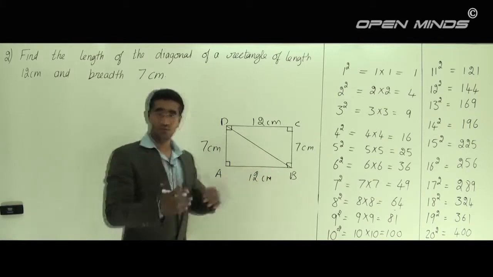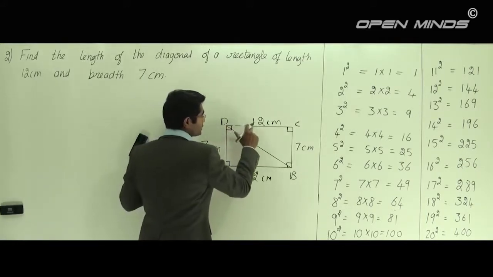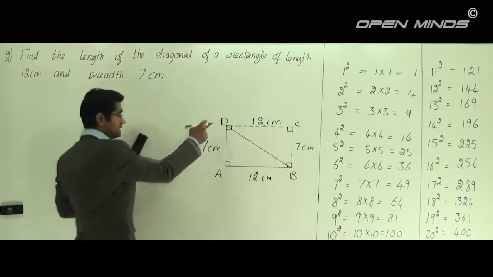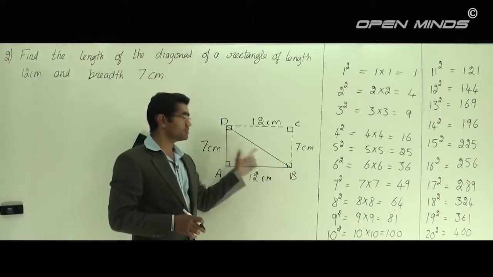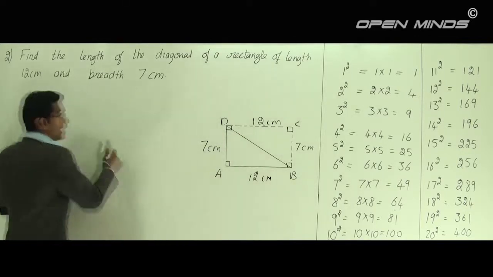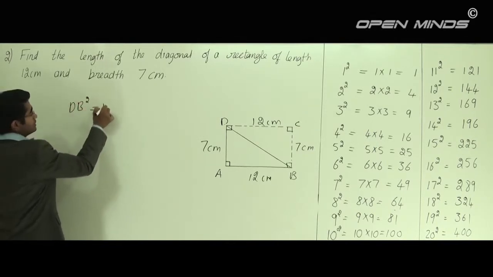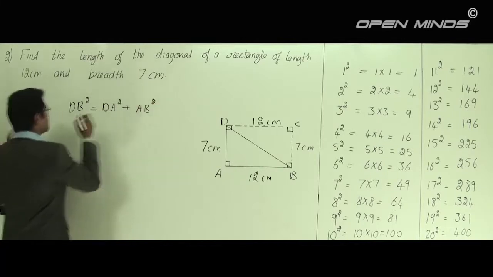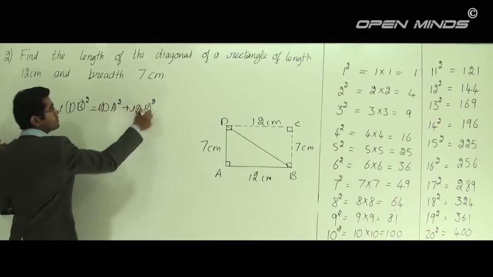So how would I get the length of BD? Let me shade the rest of the diagram. I don't want this; I'm just looking at this triangle, DAB. In it, I know that this is 7, that is 12, and that is BD, the diagonal. I'm looking for the length of this. Use the Pythagoras theorem. I know that DB squared will be equal to DA squared plus AB squared, the length of this side squared plus the length of this side squared.